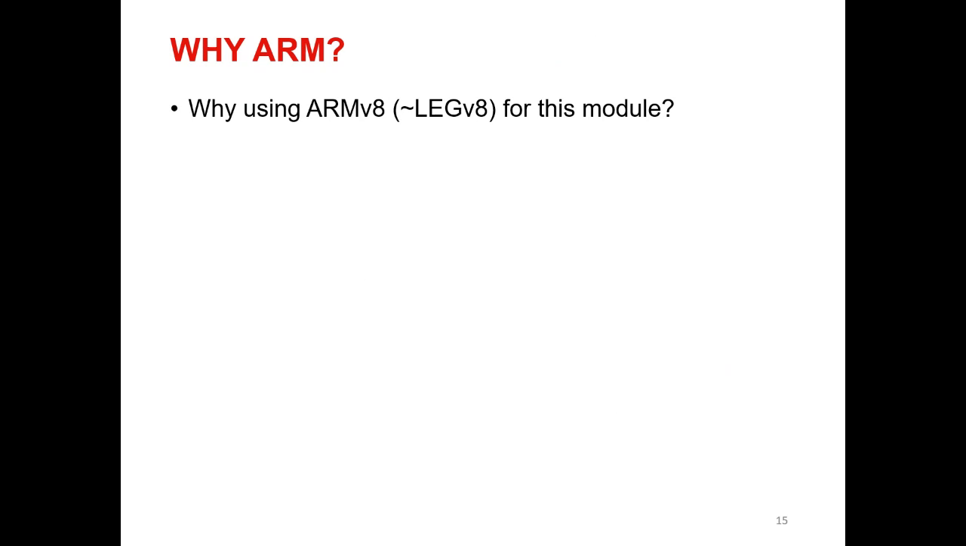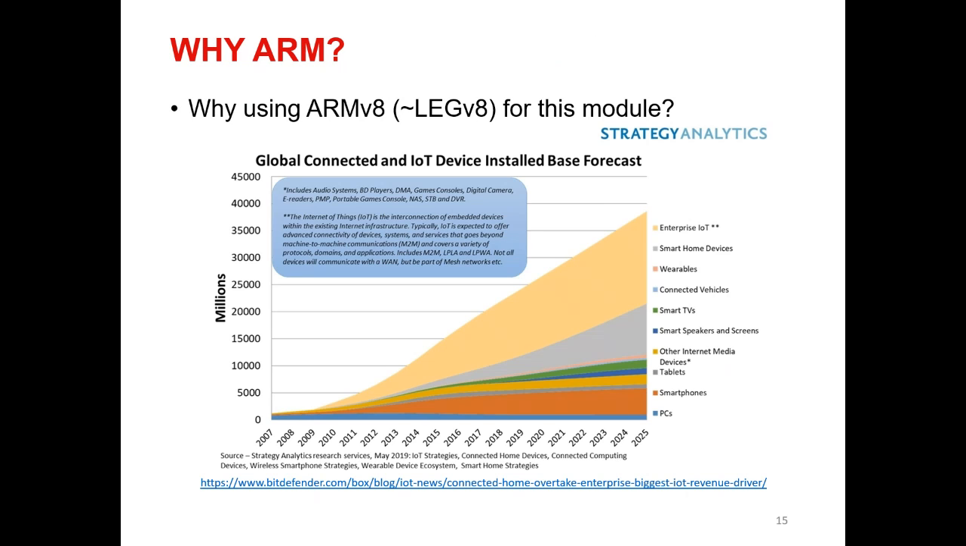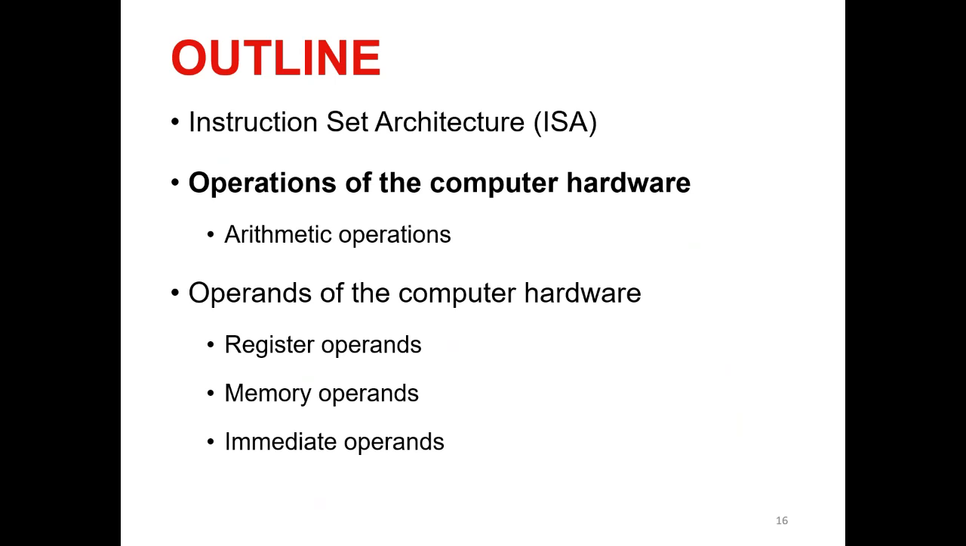So why ARM? I have already mentioned. Remember that yesterday I showed you this chart. From here you see that personal computers, which would be the ones using x86, are not very common. The most common ones are smartphones, tablets, IoT devices, smart TVs, smart speakers, and all of these usually have an ARM processor. And this is the main reason for choosing ARM for this module. So now we are going to move to see some operations.